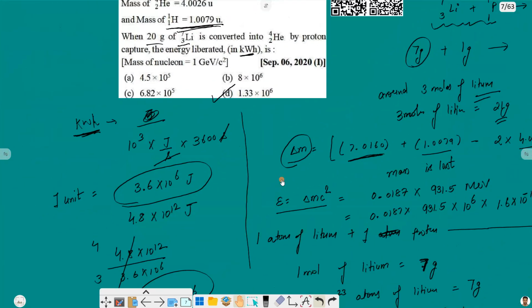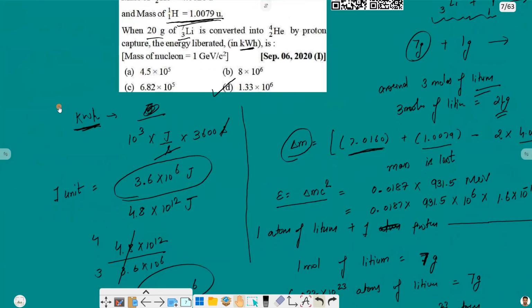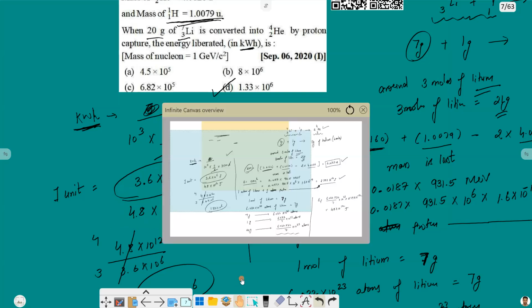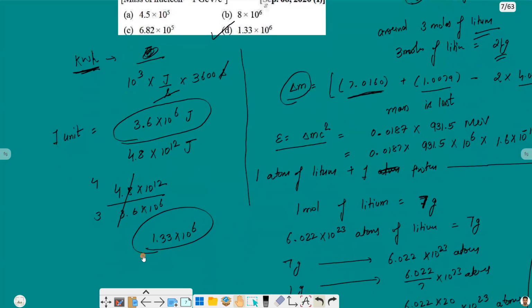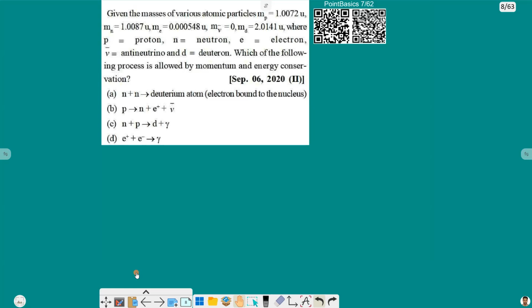Now we have to write this answer in kilowatt hour terms. So we can convert this kilowatt hour into numerical form: kilo denotes 10 raised to power 3, watt is basically joule per second, and hour is 3600 seconds. So from this we get that 1 kilowatt hour is equal to 3.6 into 10 raised to power 6 joules. Now we have to convert our original energy production into these units. That comes out to be 1.33 into 10 raised to power 6. So hopefully this will be clear to you. So with this, let's move to the next one.